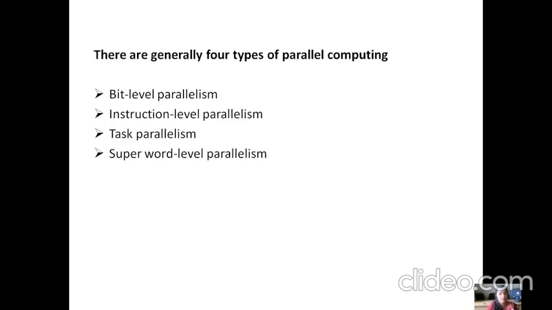Okay. So there are generally 4 types of parallel computing. The first one is bit level parallelism, then instruction level parallelism, task parallelism, and superword level parallelism. So these are the 4 types of parallel computing.